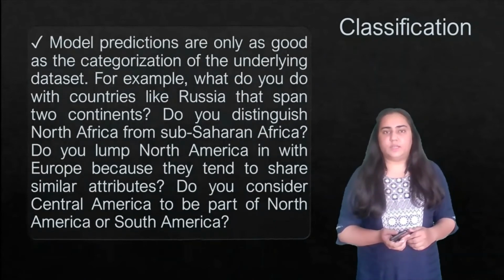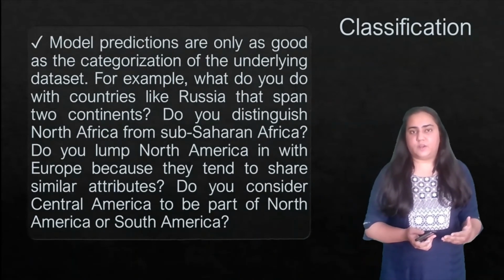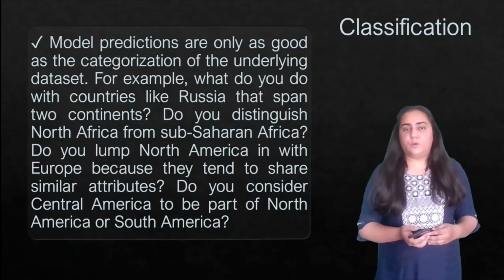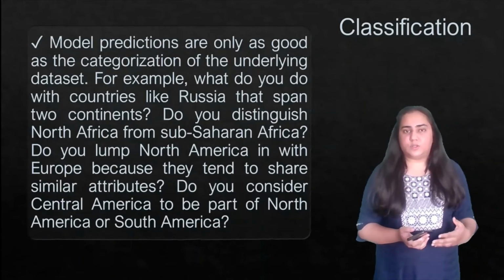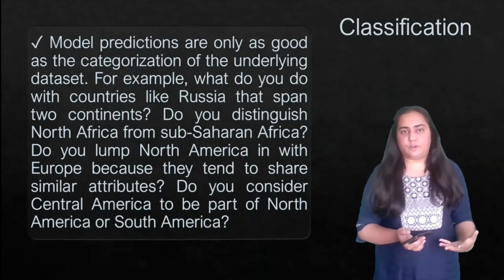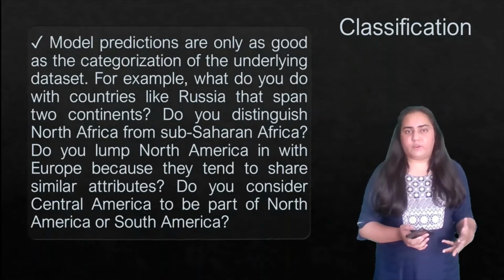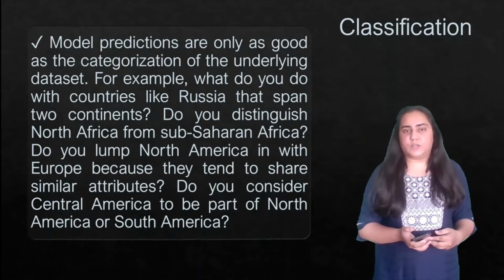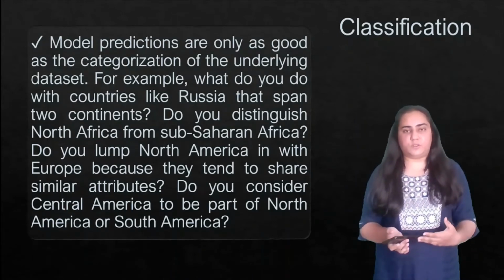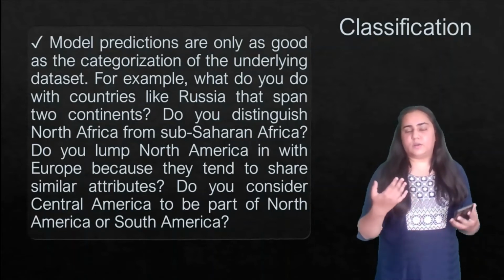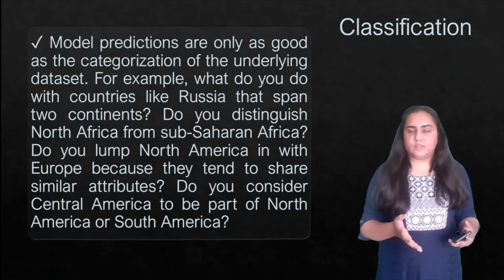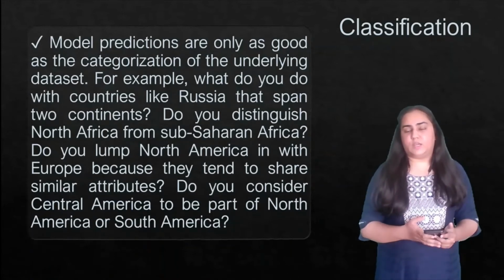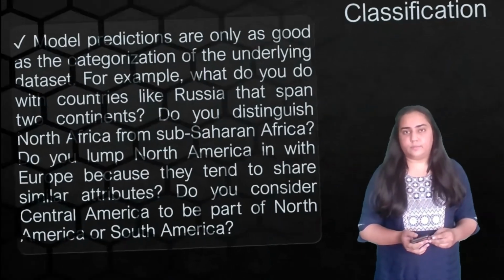Model predictions are only as good as the categorization of the underlying data set. For example, what do you do with countries like Russia that span two continents? Do you distinguish North Africa from sub-Saharan Africa? Or do you lump North America in with Europe because they tend to share similar attributes? Do you consider Central America to be part of North America or South America? So all these decisions are completely left to you. It depends on how you label these things in your data set before providing it to a classification algorithm to learn.